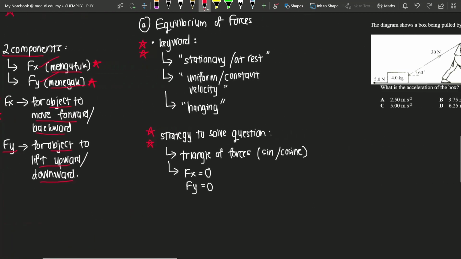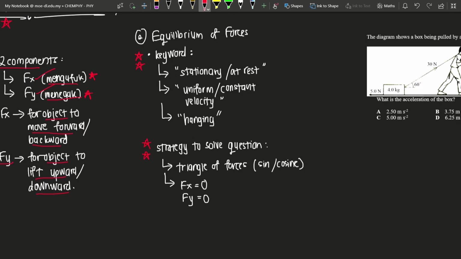Next thing is equilibrium of forces, keseimbangan daya. Whenever you guys see this keyword, you guys kena relate dengan keseimbangan daya. The first keyword is stationary or at rest. Satu objek dekat keadaan pegun atau dalam keadaan rehat. The next keyword is uniform or constant velocity. Objek yang sedang bergerak dalam halaju seragam atau halaju tetap.